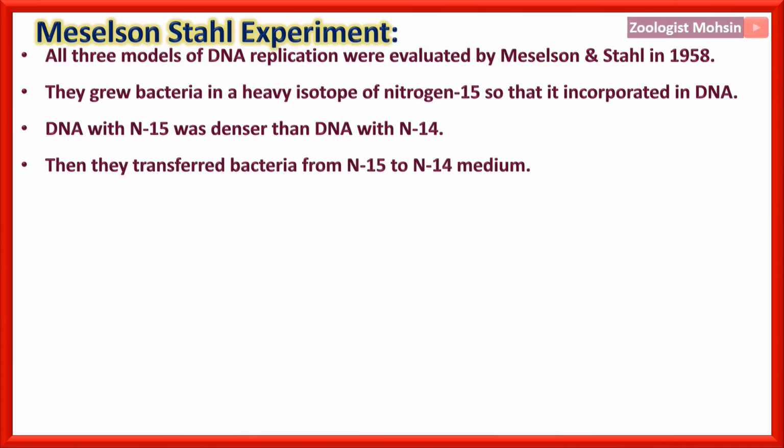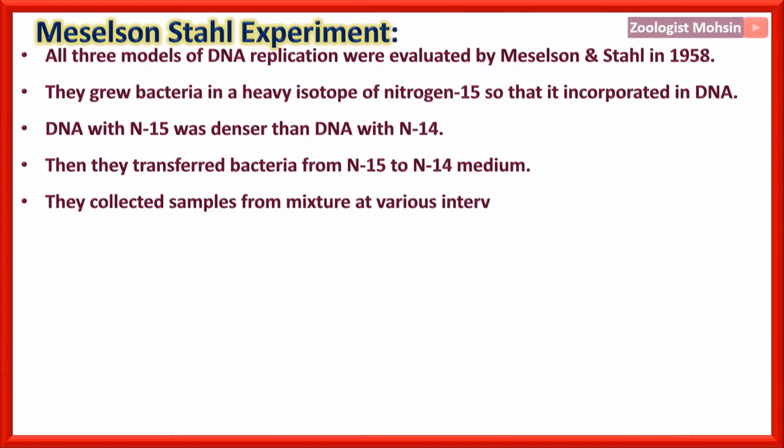Now, they transferred bacteria from the pure N15 medium, in which all the DNA contained only nitrogen 15, to the nitrogen 14 medium, and that is the key point here to understand the whole experiment of Meselson and Stahl. They first prepared all the DNA having N15, pure N15 DNA, and then they transferred that into the N14 medium, the medium containing nitrogen 14, not nitrogen 15.